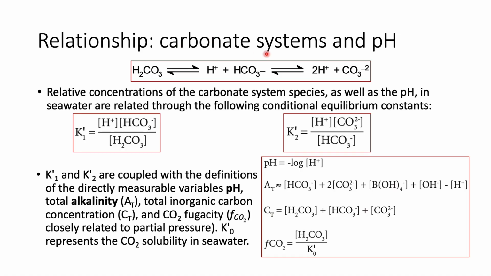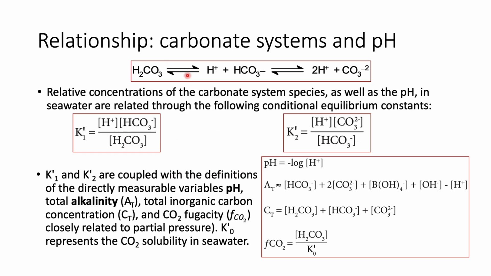So what is the relationship between the carbonate system and the pH? That's what we had seen. The relative concentration of carbonate system species as well as the pH in seawater are related to the following conditional equilibrium constants. So we have three species, H2CO3, HCO3 minus and CO3 2 minus. All three species exist at a different pH. So K1 prime and K2 prime are coupled with the definition.